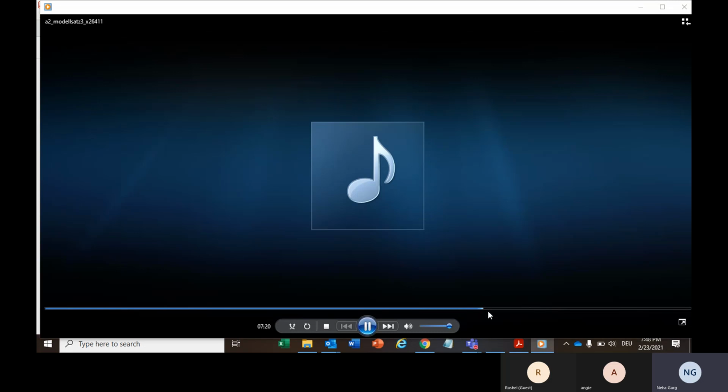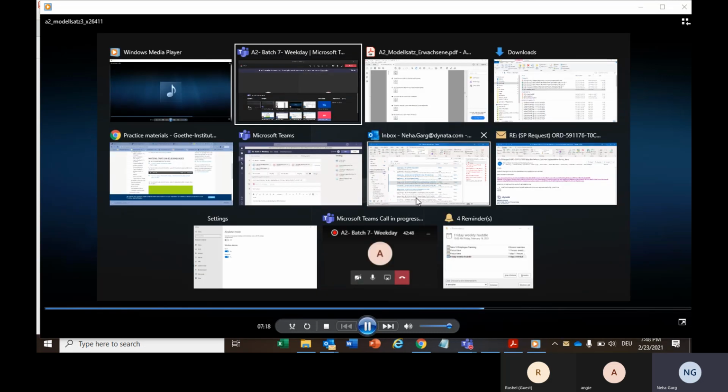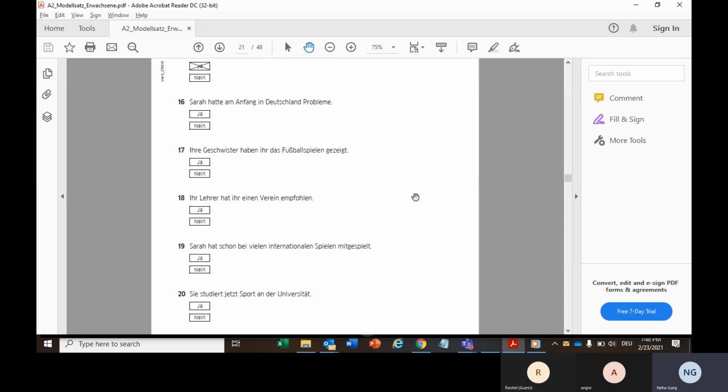Teil 3. Teil 4. Sie hören ein Interview. Sie hören den Text zweimal. Wählen Sie für die Aufgaben 16 bis 20 Ja oder Nein. Lesen Sie jetzt die Aufgaben.